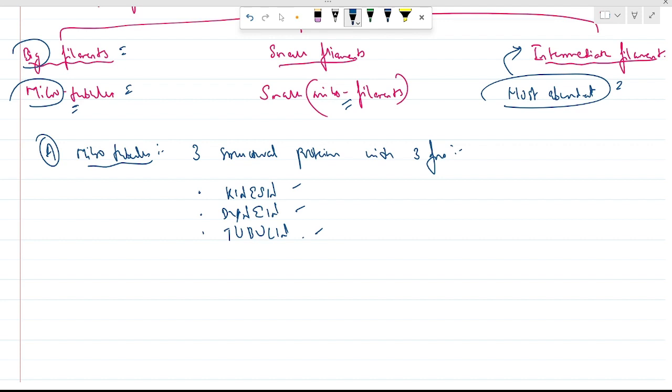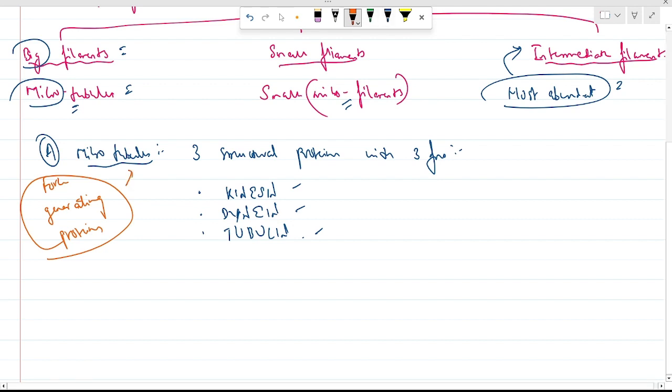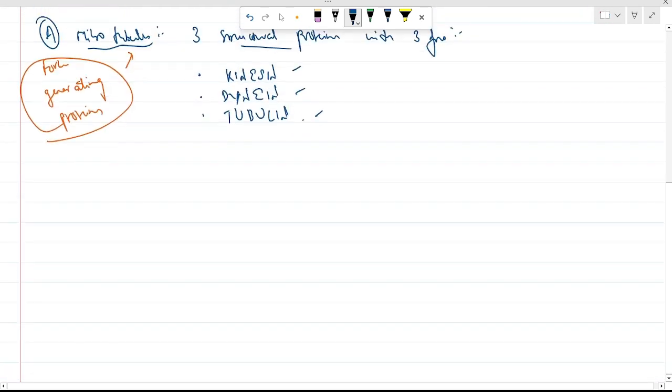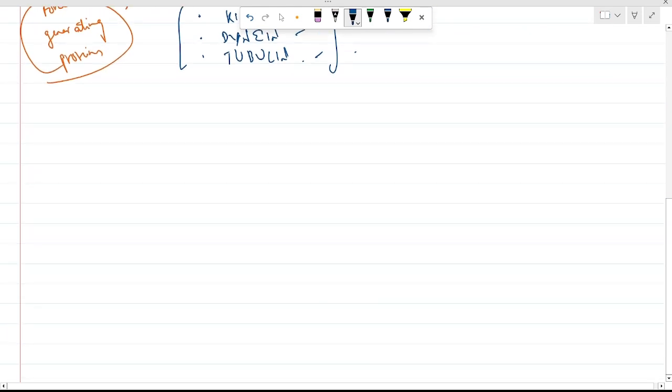These microtubules are also called force generating proteins. Force generating proteins are the microtubules, which are three important structural proteins, which are kinesin, dynein and tubulin. So we have to remember kinesin, dynein and tubulin. Now we are going to see the functions.